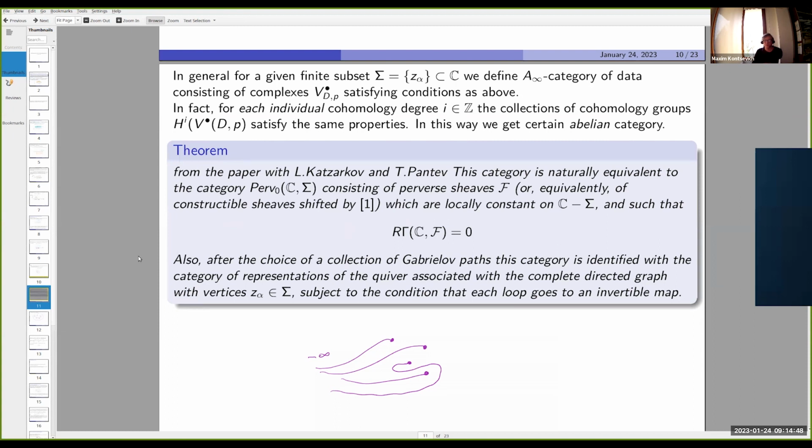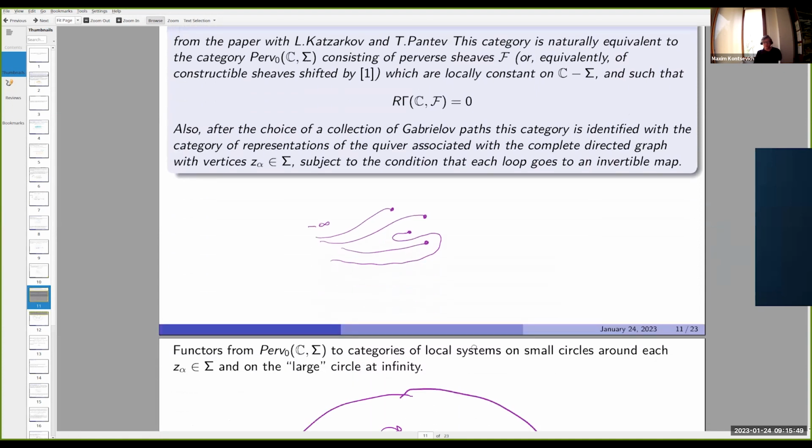You have just two cohomology groups a priori, H0 and H1. And this gives a condition which is exactly equivalent to this data of things with disks. If we choose a collection of Gabrielov paths, which I draw below, some disjoint paths going from infinity and approaching my points from the left, say, then this category is identified with the category of representations of some very simple quiver. Namely, the vertices of the quiver are the elements of the set of critical values sigma. And for any ordered pair of vertices, you get a certain morphism, so you get an arrow. The only condition is that each loop, the arrow from each vertex to itself, is an invertible map. It's essentially like a path algebra of a quiver with some localization condition.